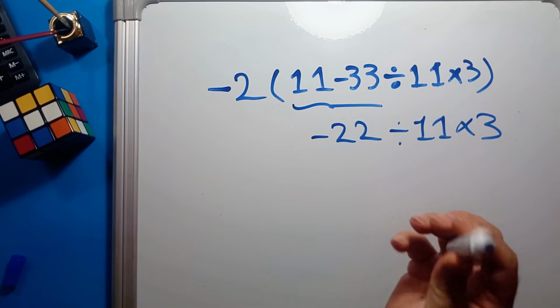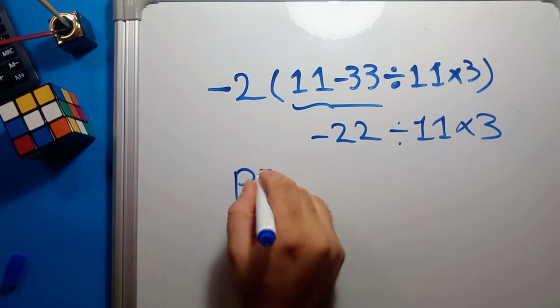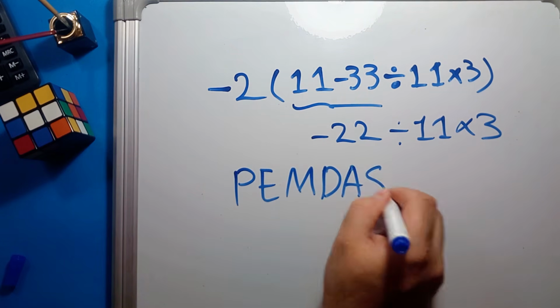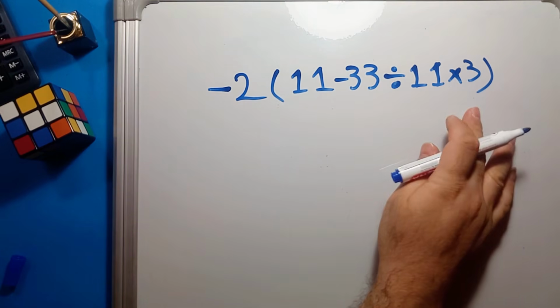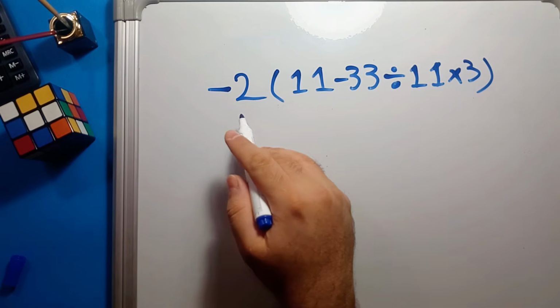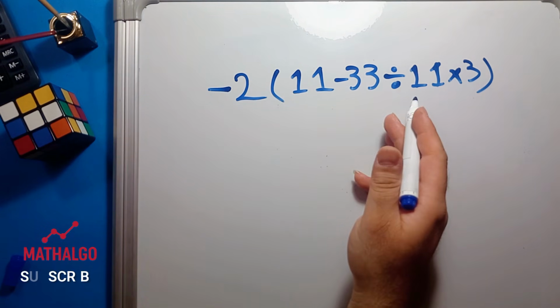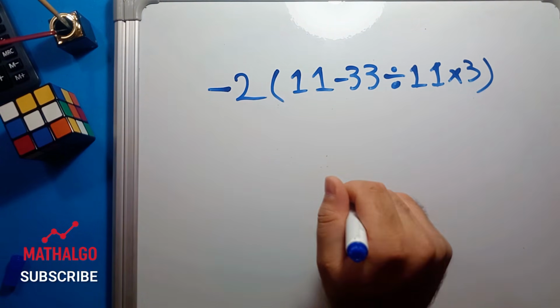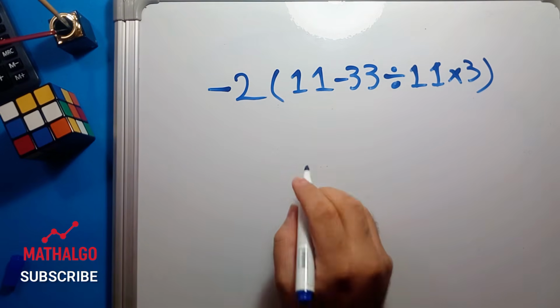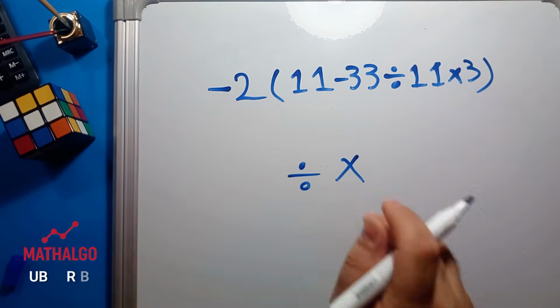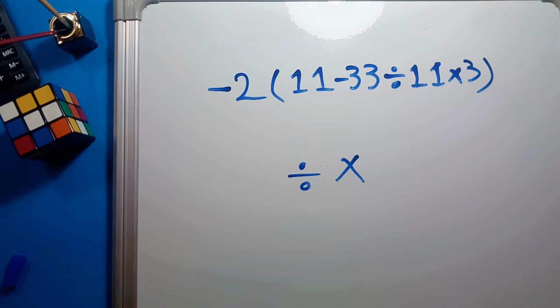Why? Because subtraction is not allowed yet. PEMDAS still applies. Let's slow down. We stay inside the parentheses. The expression is 11 minus 33 divided by 11 times 3. We cannot subtract yet. Division and multiplication come first. And because they share the same priority, we go left to right.